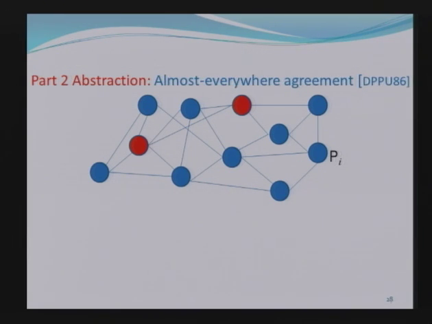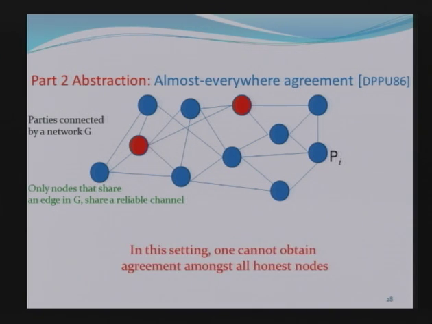Okay, so now, in light of this, Dwork et al. introduced the beautiful notion of almost everywhere agreement. So it's the same setting as before, except that now parties are connected by some communication network G. Okay. And only nodes that share an edge in G share a reliable channel. There's some sparse network by which they are connected. And note that in this setting, one cannot actually obtain agreement amongst all honest nodes.